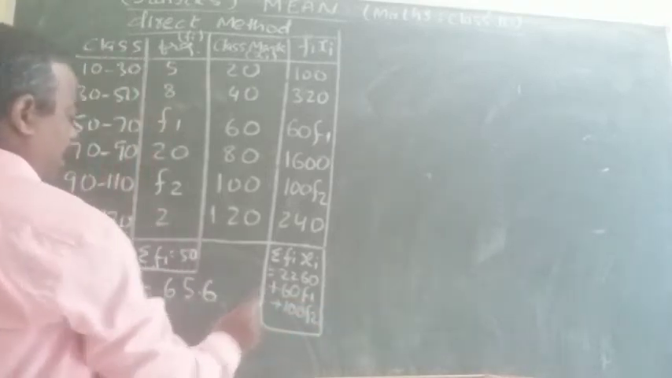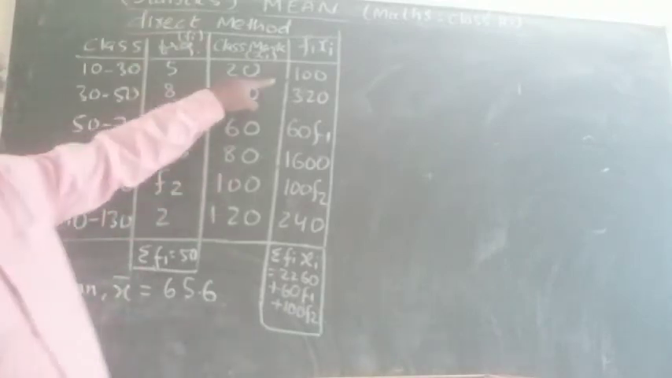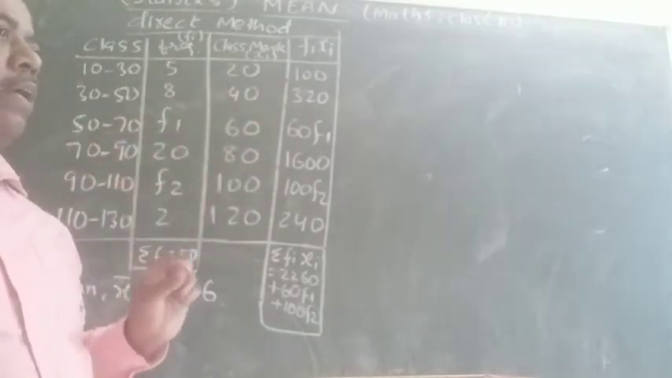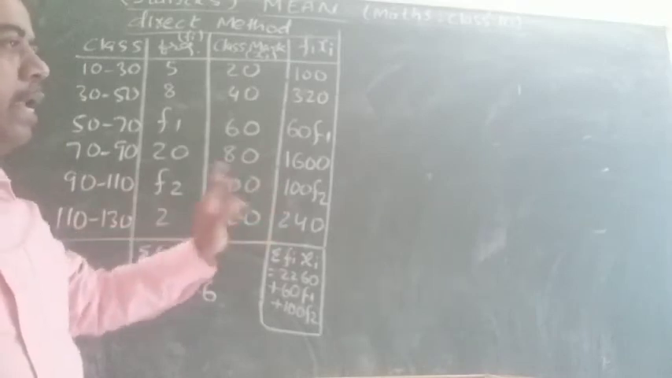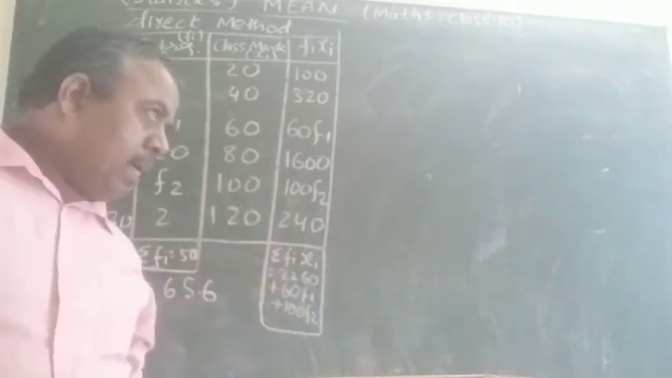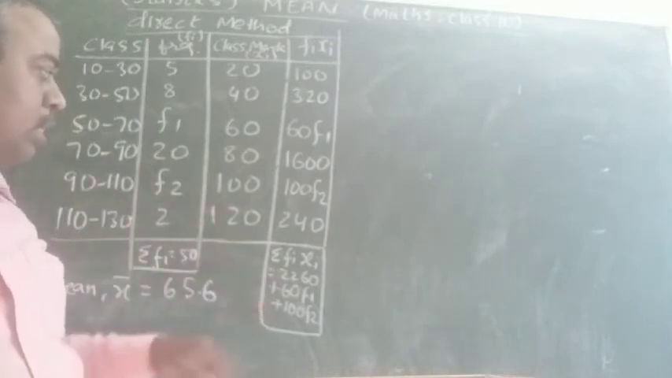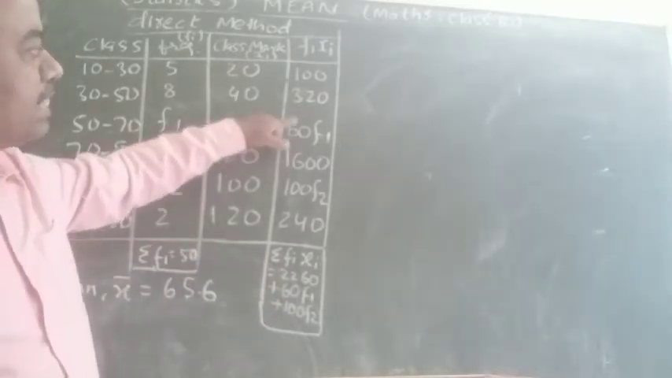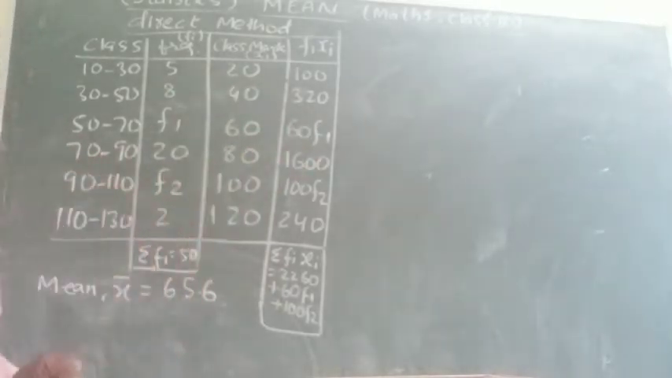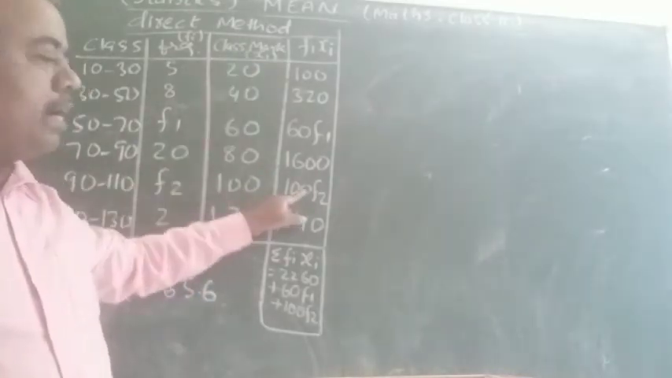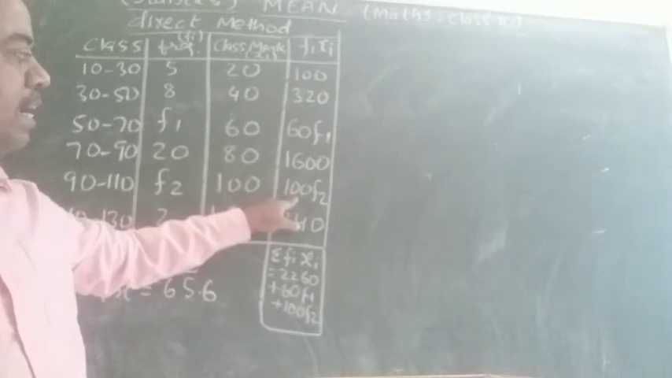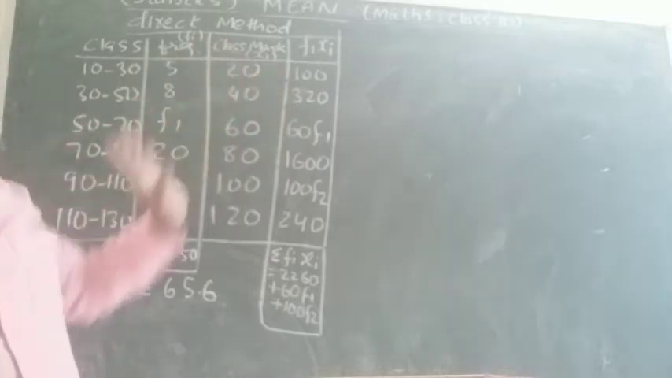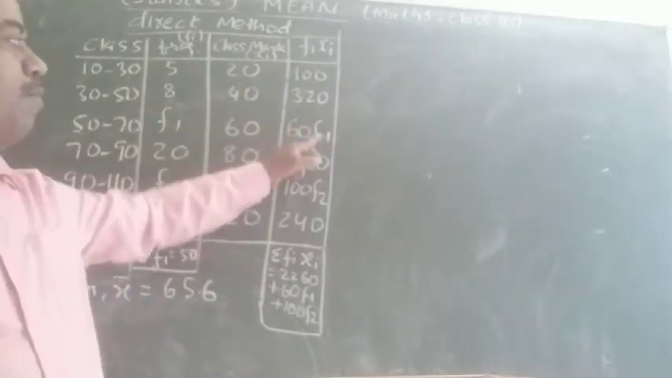Now let me look again. 100 and 320, 420. Confirm. 420 and 1600, so 2020, and 2020 and 240 is 2260, and 60 F1, and it is 100 F2. I will not add 60 with them because 60 and F1 is a single term. I will not add 100 with them because 100 and F2 is a single term. If it were 100 plus F2, then 100 would be added. If it were 60 plus F1, then 60 would be added. But this time they are in product form, so they are not added.